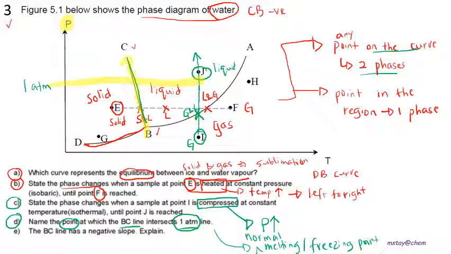Last question. BC line has a negative slope. Explain. So normally if we want to explain this question, we are going to let people know that because the melting point decreases when pressure increases. Why can this happen? Because the density of ice is lower than the density of water.